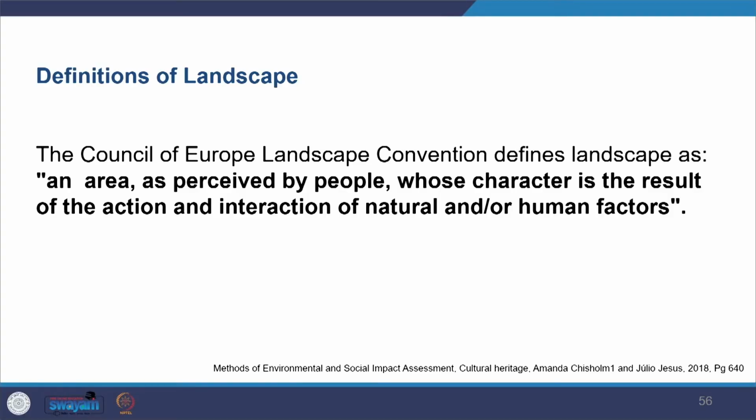So you can see here the definition of landscape as provided by UNESCO. UNESCO defines landscape as an area as perceived by people, so how people perceive it, whose character is the result of the action and interaction of nature and human factors. So that is what makes the landscape what it is. And you have a lot of tools to integrate policies and practices for the conservation of these built environments. That can be done in urban and rural contexts as well.